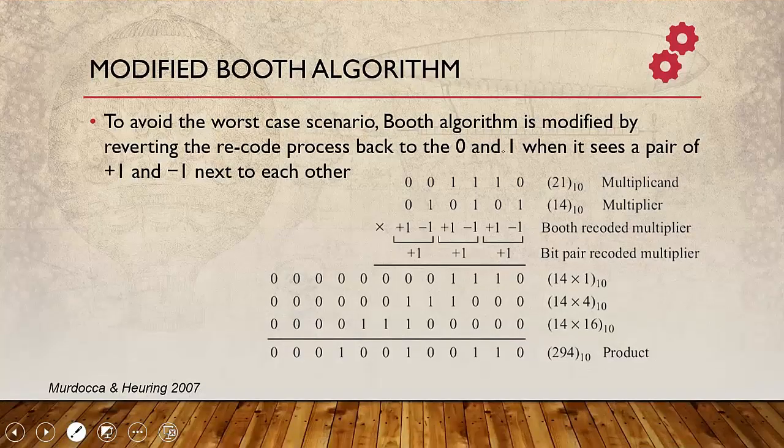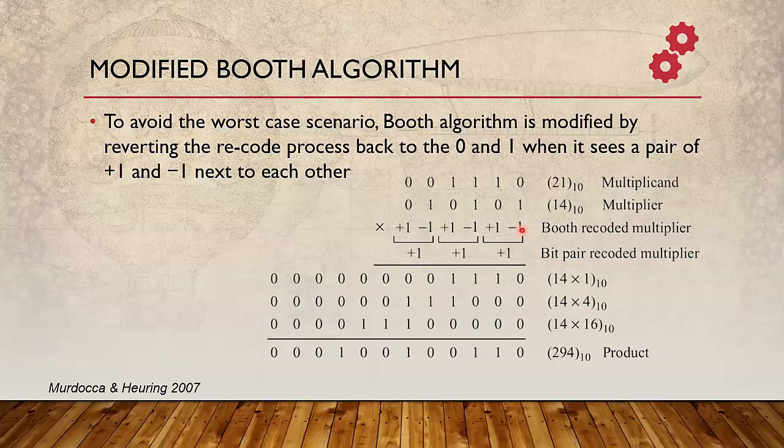How do we solve this? We solve this using another algorithm called modified Booth algorithm, which actually adds more work by adding one more step: if we see negative 1 and positive 1 next to each other, this pair of 2 becomes only one positive 1. This labeling is wrong. This is supposed to be 14 and this is supposed to be 21.